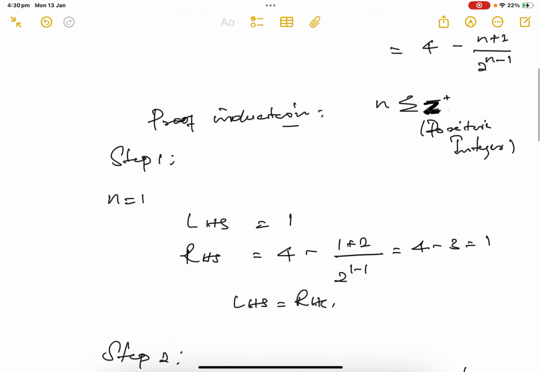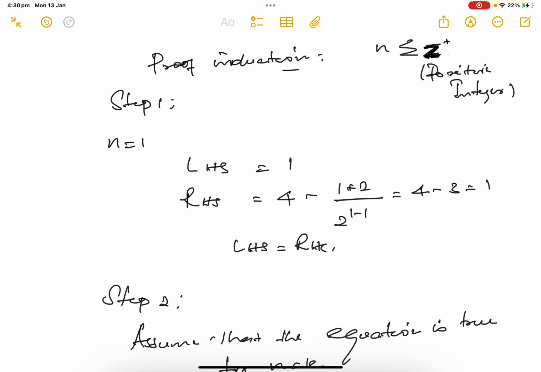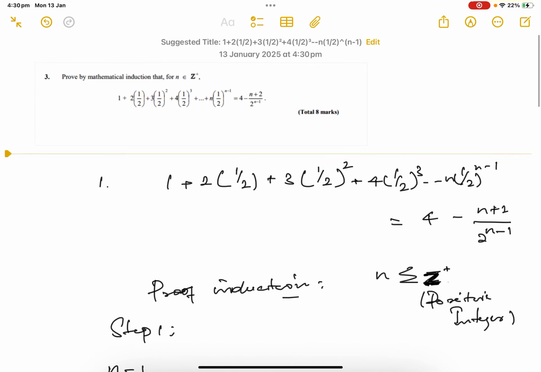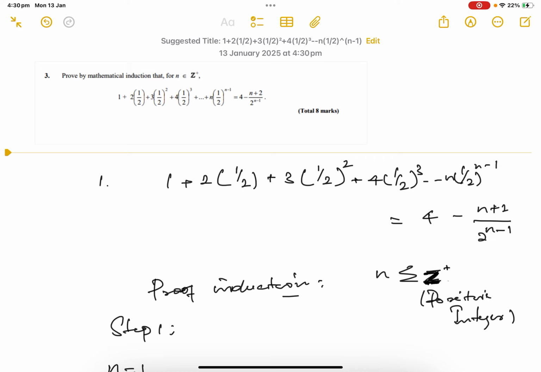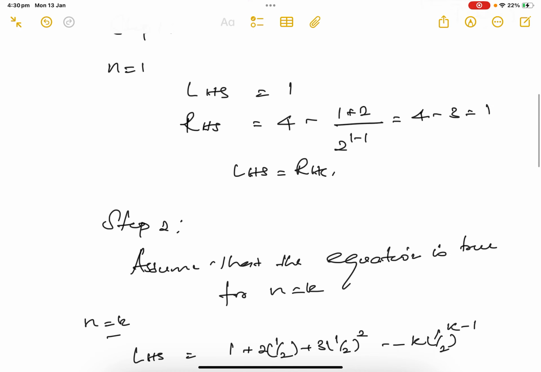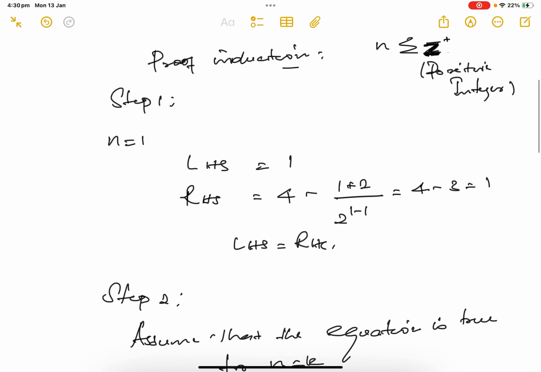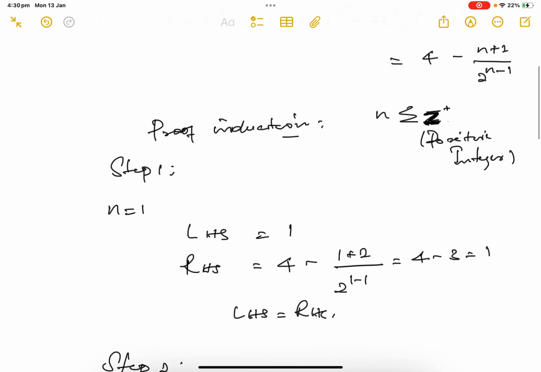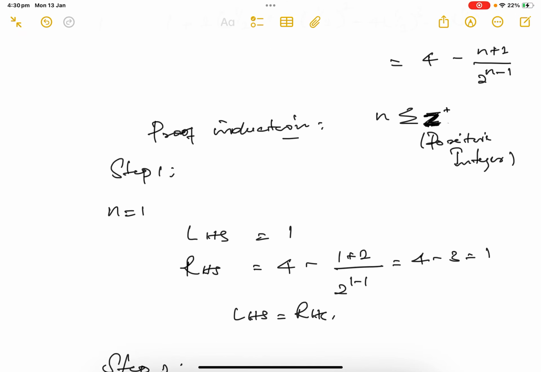Step 1, n equals 1. The left hand side is only one term of that series, which is 1. So the left hand side is 1. For the right hand side, substitute n equals 1 into the given sum, 4 minus (n plus 2) over 2 to the power of n minus 1. With n as 1, that is 4 minus (1 plus 2) divided by 2 to the power of 1 minus 1.